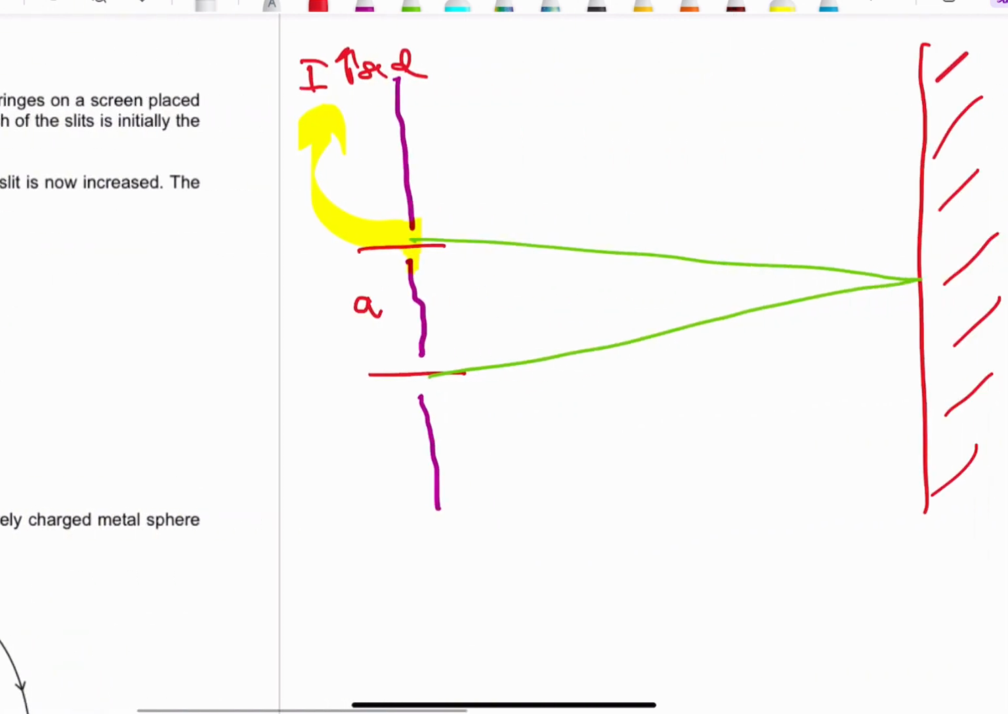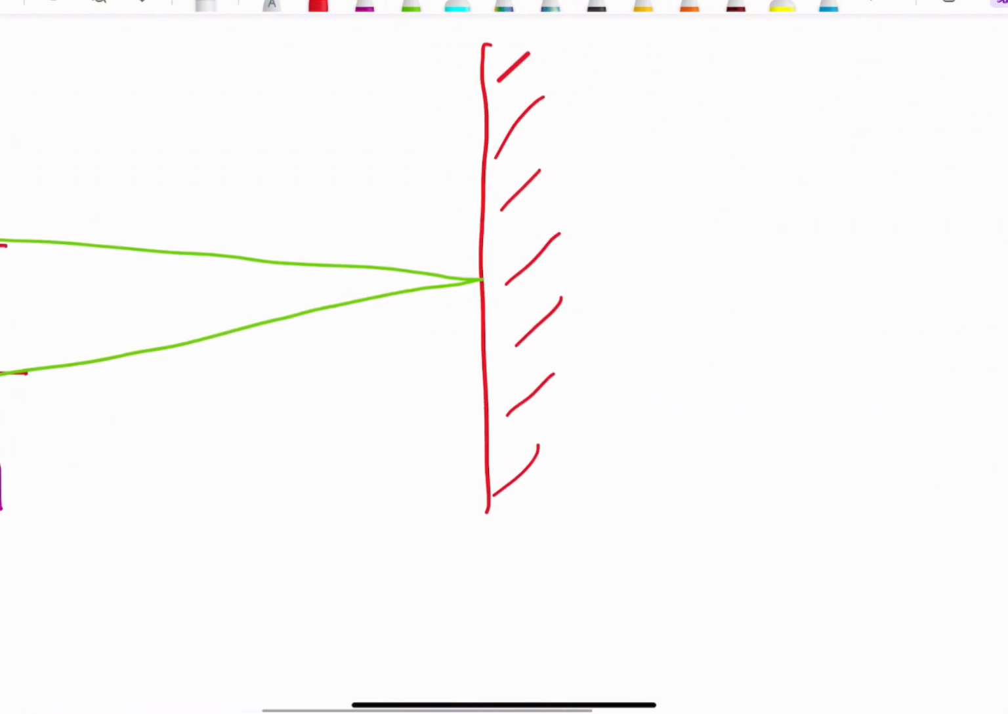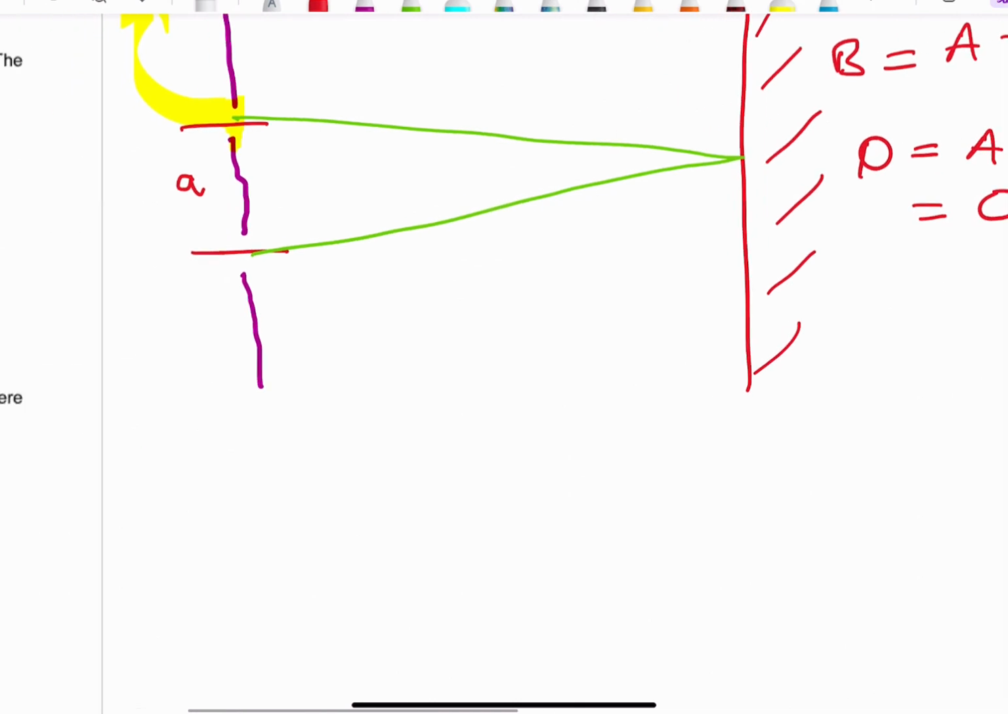What is the effect on the appearance of the fringes on the screen? Guys, I need you to get this. What causes these fringes to appear is one thing only, and that is interference. So if it's a dark fringe, my amplitude is going to be the amplitude of one wave minus the amplitude of the other wave, and that gives me 0. If it's going to be a bright fringe, it's going to be the amplitude of one wave plus the amplitude of the other wave, and it's going to give me 2a. So I'm going to see a bright fringe because there's an amplitude of 2a.